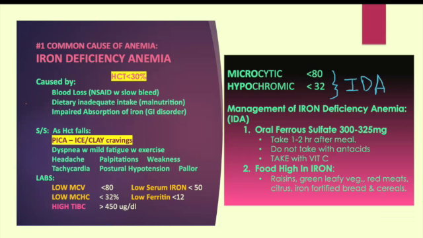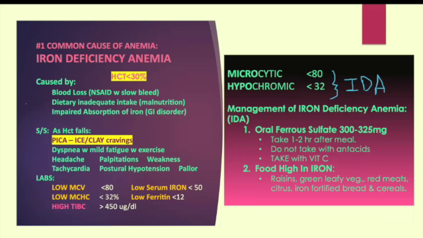So blood loss, slow blood loss, like a patient that's taking NSAIDs and may have a little GI bleed. Inadequate dietary intake, so malnutrition could be a reason. And then impaired absorption of the actual iron could be the reason due to some kind of GI disorder.